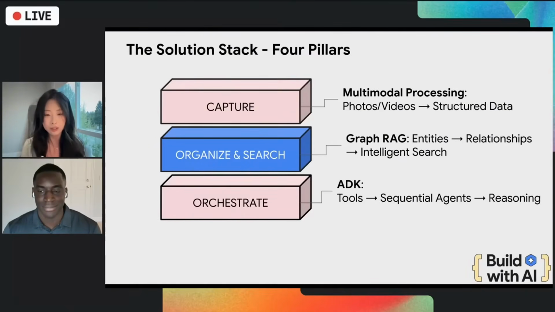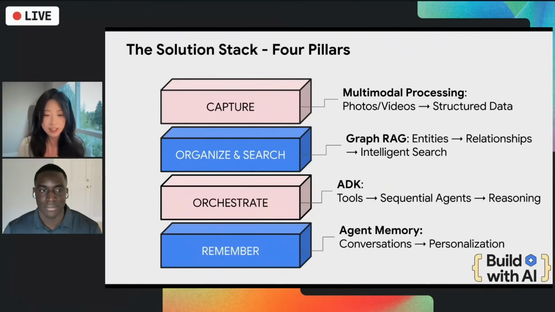And next, you're going to use ADK. ADK is Google's Agent Development Kit. It's an open source framework for you to build agents. We're going to use ADK to orchestrate the agents so that you're building a multi-agent system that's processing this unstructured data. And last is the agent memory part, right?